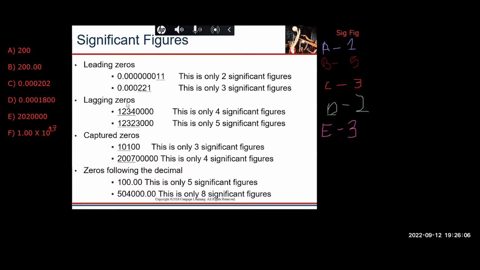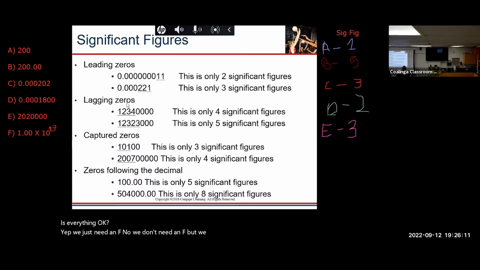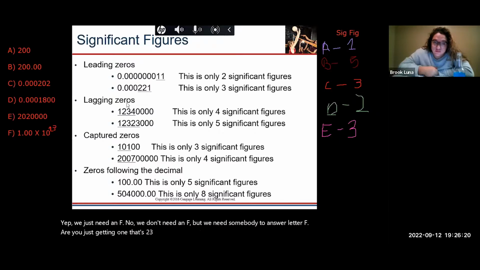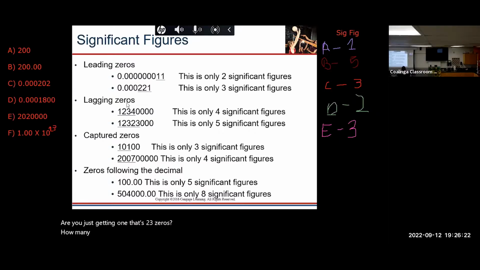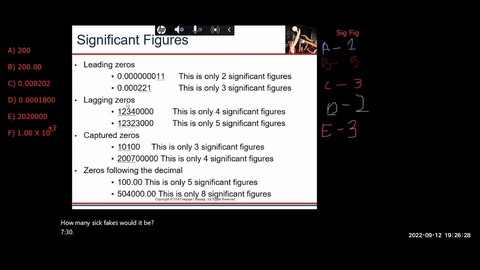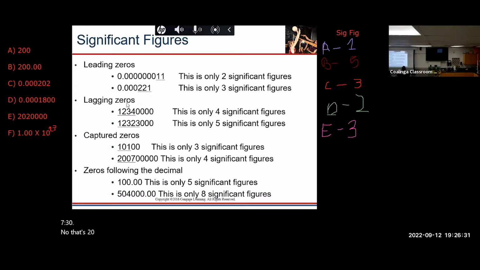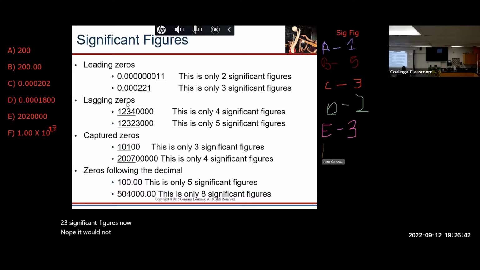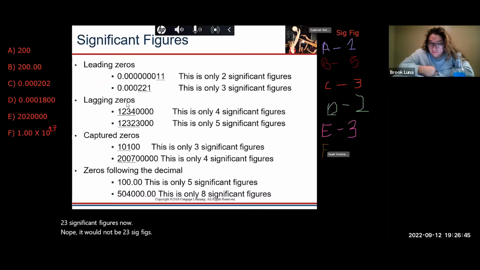Is everything okay? Yep, we just need an F. No, we don't need an F, but we need somebody to answer letter F. It's going to be 1 with 23 zeros. How many sig figs would it be? 1? Is that a 13? No, that's 23. It's 10 to the 23 power. Wouldn't it just be 23 significant figures? No. Nope, it would not be 23 sig figs. Would it be 1? No, it would not be one sig fig.